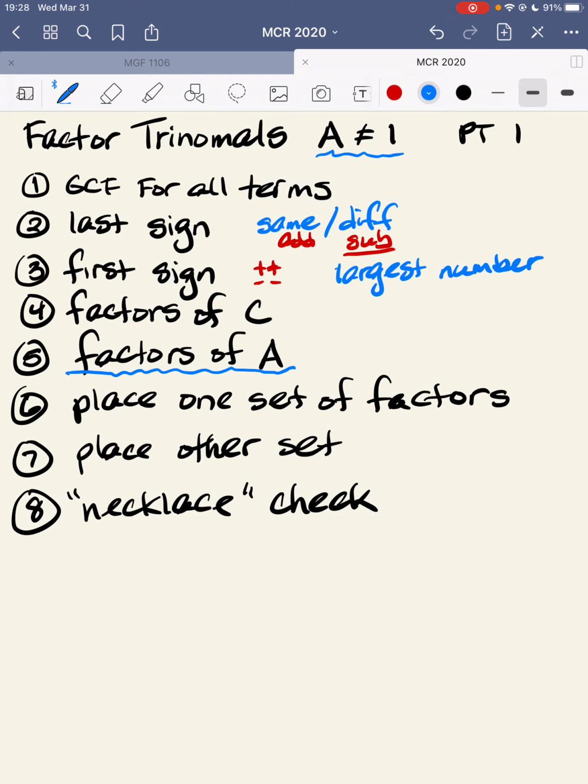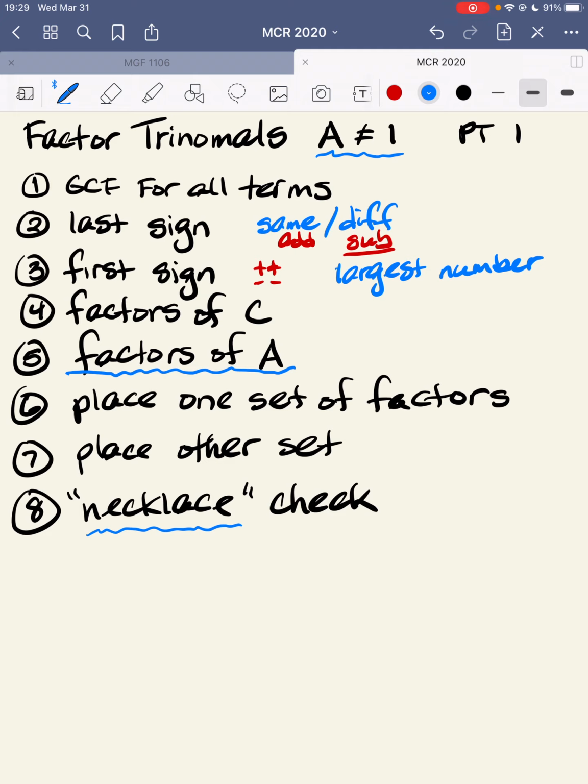All right? Then you place one set of factors, just one set. I usually go for, let's say it's a 3, and then the other one is like 20, where there's a couple different combinations, I'm going to place the ones where I have no choice, that only have one set of factors. And then we're going to place the other set. That's the big topic of our discussion. And you absolutely must at least do a necklace check, because you have to check that middle term and make sure it's working out okay. You don't have to do a full FOIL necessarily, but you do have to do a necklace check.